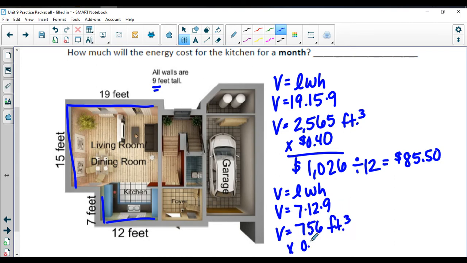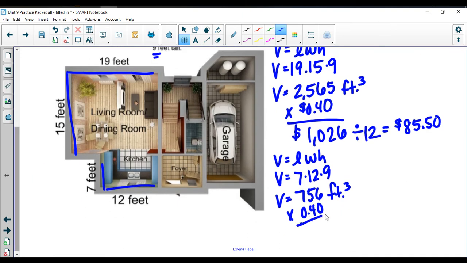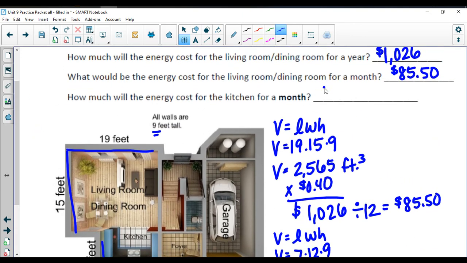This is an energy cost of 40 cents per cubic foot. So I'm going to multiply by 40 cents, which gives me $302.40. The question jumps right to months, so I'm going to divide by 12 because that was my energy cost for the year. And when I divide by that, I get $25.20 for just a single month here.